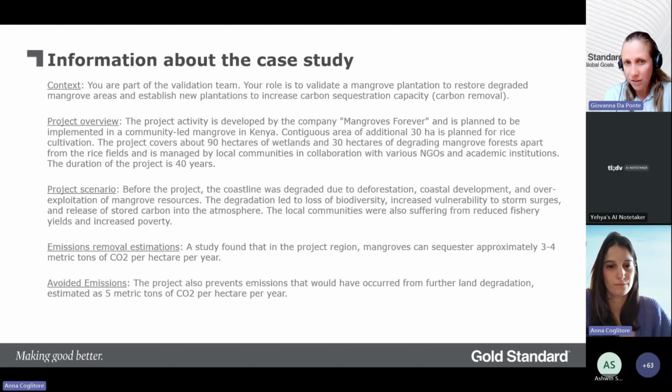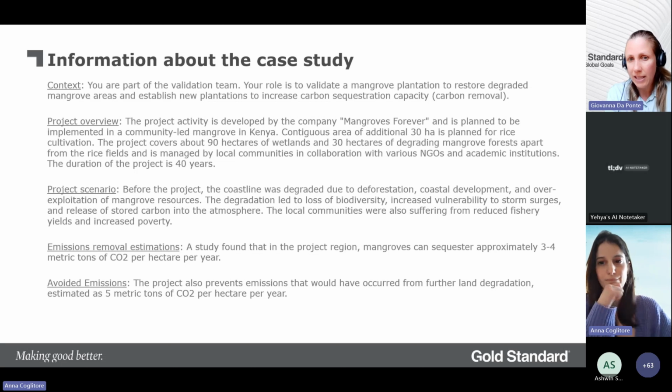We have a contiguous area of additional 30 hectares planned for rice cultivation. The project covers around 90 hectares of wetlands and 30 hectares of degrading mangrove forest, apart from the rice fields. And this is managed by the local communities in collaboration with NGOs and academic institutions. So this is a little bit the project overview.